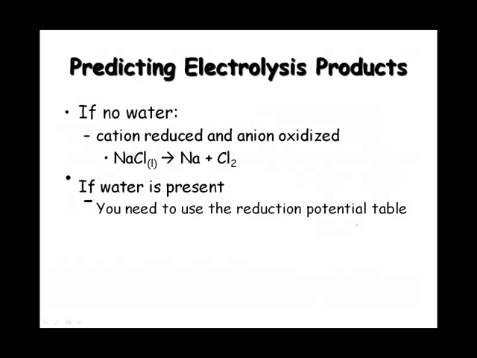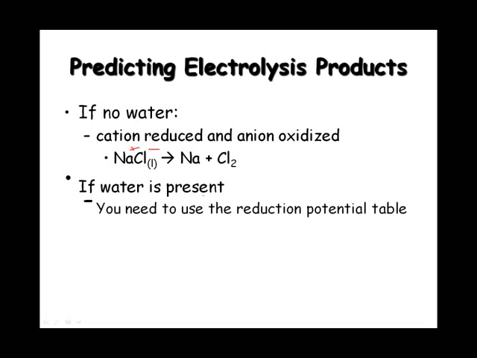Okay, so most of the electrolysis problems that you're going to see on the AP test involve some stoichiometry and just applying the information. Sometimes you'll be asked to predict the products, and if you are, and there's no water, it's going to be what you would expect. The cation is going to be reduced. In this case, the Na+ goes to Na0, Cl- goes to Cl0. The anion is going to be oxidized.